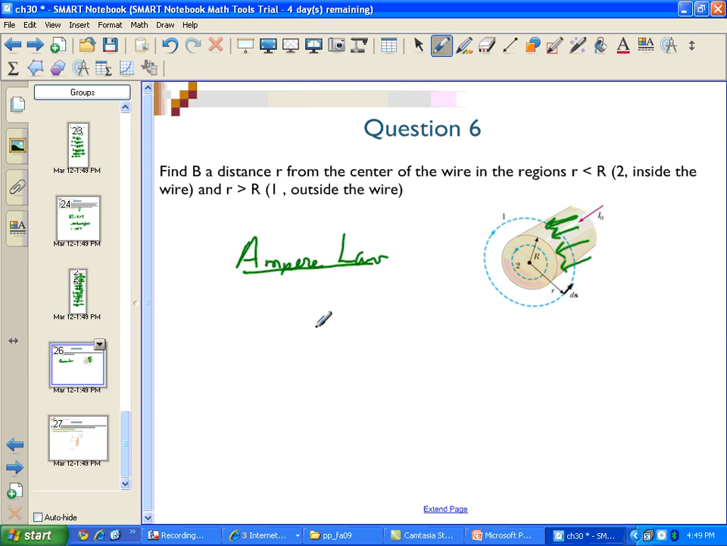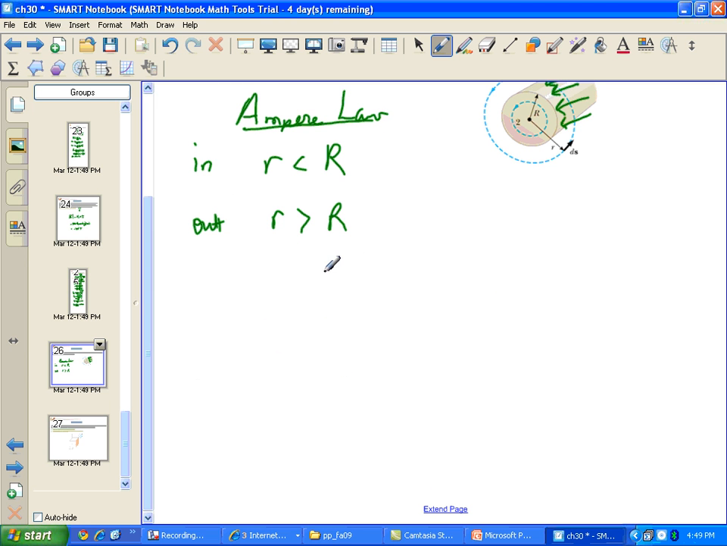So let's begin by considering inside the wire, a little r, which is less than big R. This is in. Outside the wire, r is greater than R. And let's go ahead and write down Ampere's law. It's the closed line integral of B dot ds, where ds is a loop, equals mu naught times I inside the closed loop.